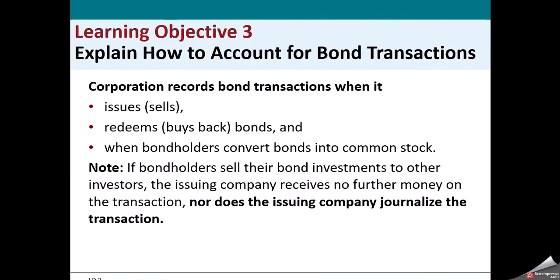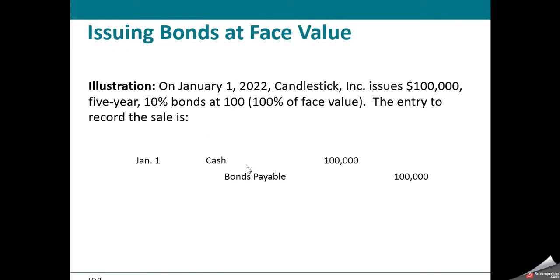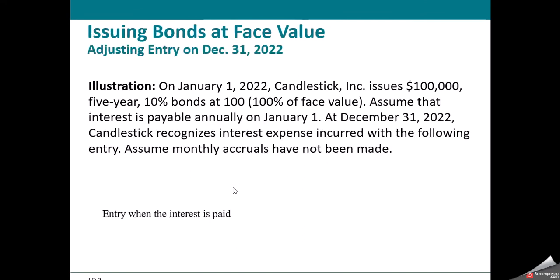So here we have, this is talking about bonds can be convertible. I mentioned that in a prior slide, so we'll go through these one at a time. So if we're issuing a bond at face value, they issued $100,000 of bonds that pay 10% interest, and they're at face value. So the market rate equaled the coupon rate, so everything was fine. So we received the cash and we set up the bonds payable.